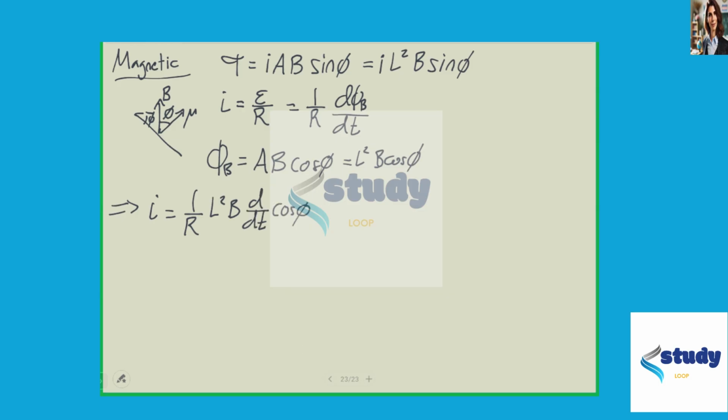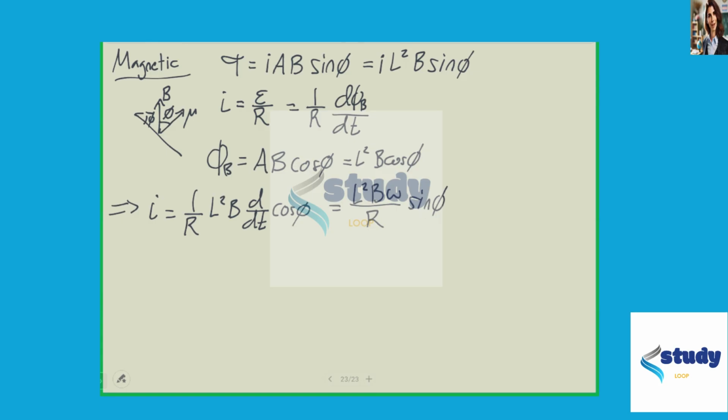So the only thing that isn't a constant is this phi, right? But remember that the derivative of phi is omega. So by the chain rule, the derivative of cos phi is going to be omega sine phi. So this is L squared B omega divided by R times sine phi. And that's just the chain rule.